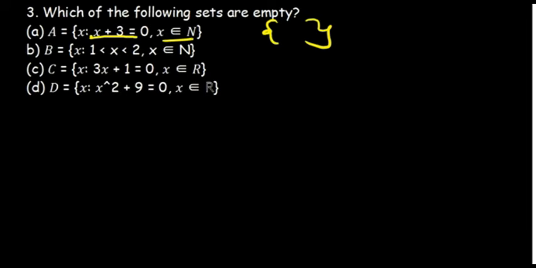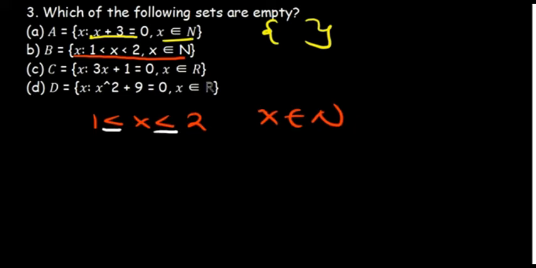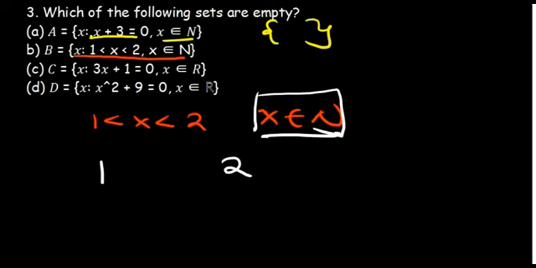Then moving on to B, x is such that 1 is less than x, and x is less than 2, where x is a member of the natural numbers. If it is open, with no dash there, remember the moment we put the dash down, it tells you the numbers at the end are also included, but in this case they are not. So we're interested in values of x between 1 and 2, and x should be a natural number.